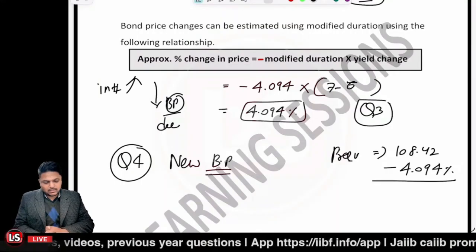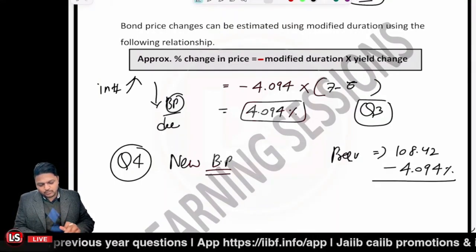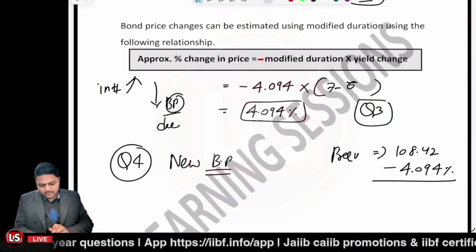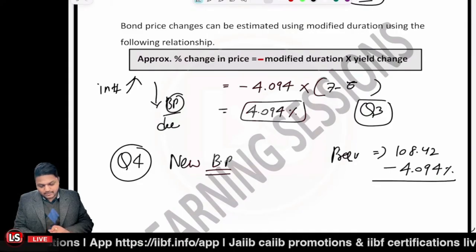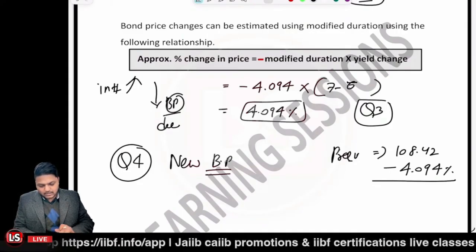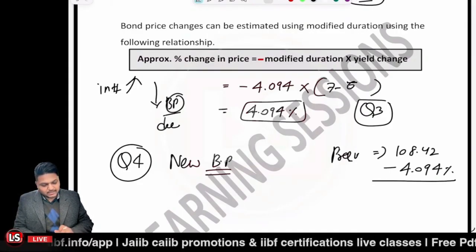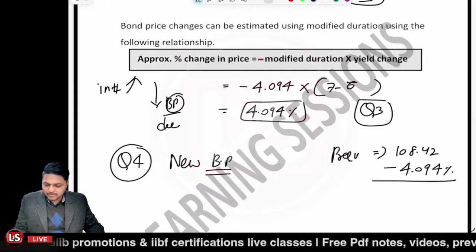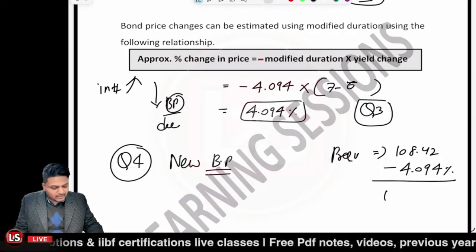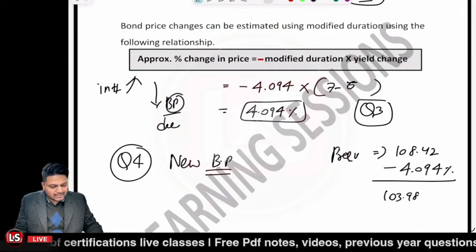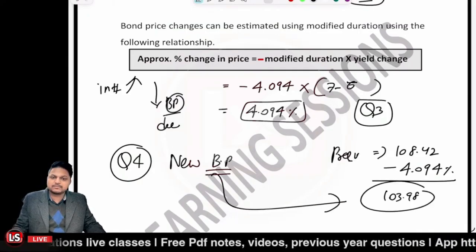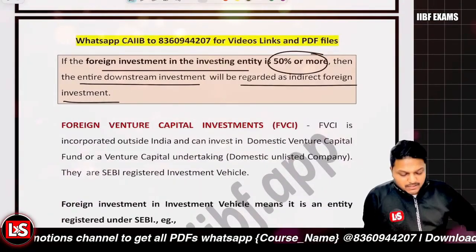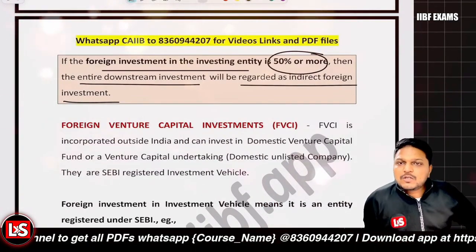So it is 108.42 minus 4.094%. That is 103.98. That will be the new bond price. Is that clear? Right? So that will be all about today's video.